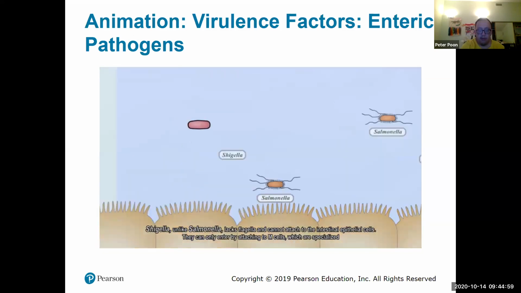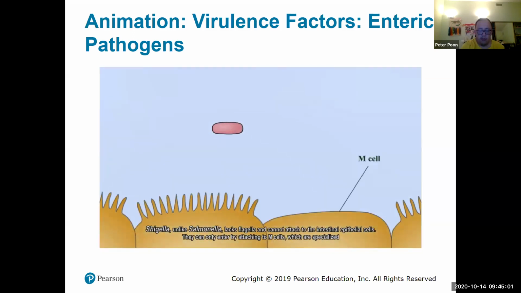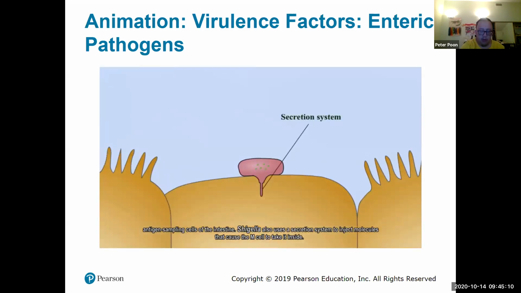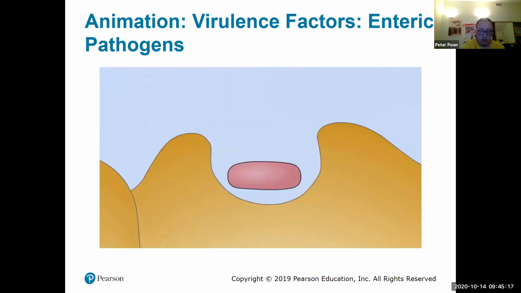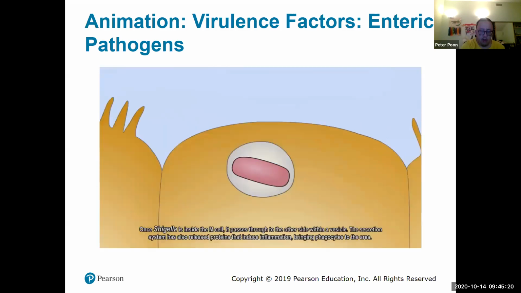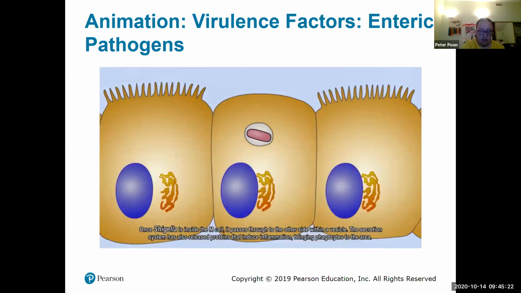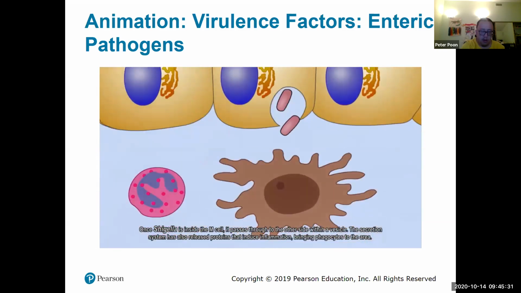Shigella, unlike Salmonella, lacks flagella and cannot attach to the intestinal epithelial cells. They can only enter by attaching to M cells, which are specialized antigen sampling cells of the intestine. Shigella also uses a secretion system to inject molecules that cause the M cell to take it inside. Once Shigella is inside the M cell, it passes through to the other side within a vesicle. The secretion system has also released proteins that induce inflammation, bringing phagocytes to the area.